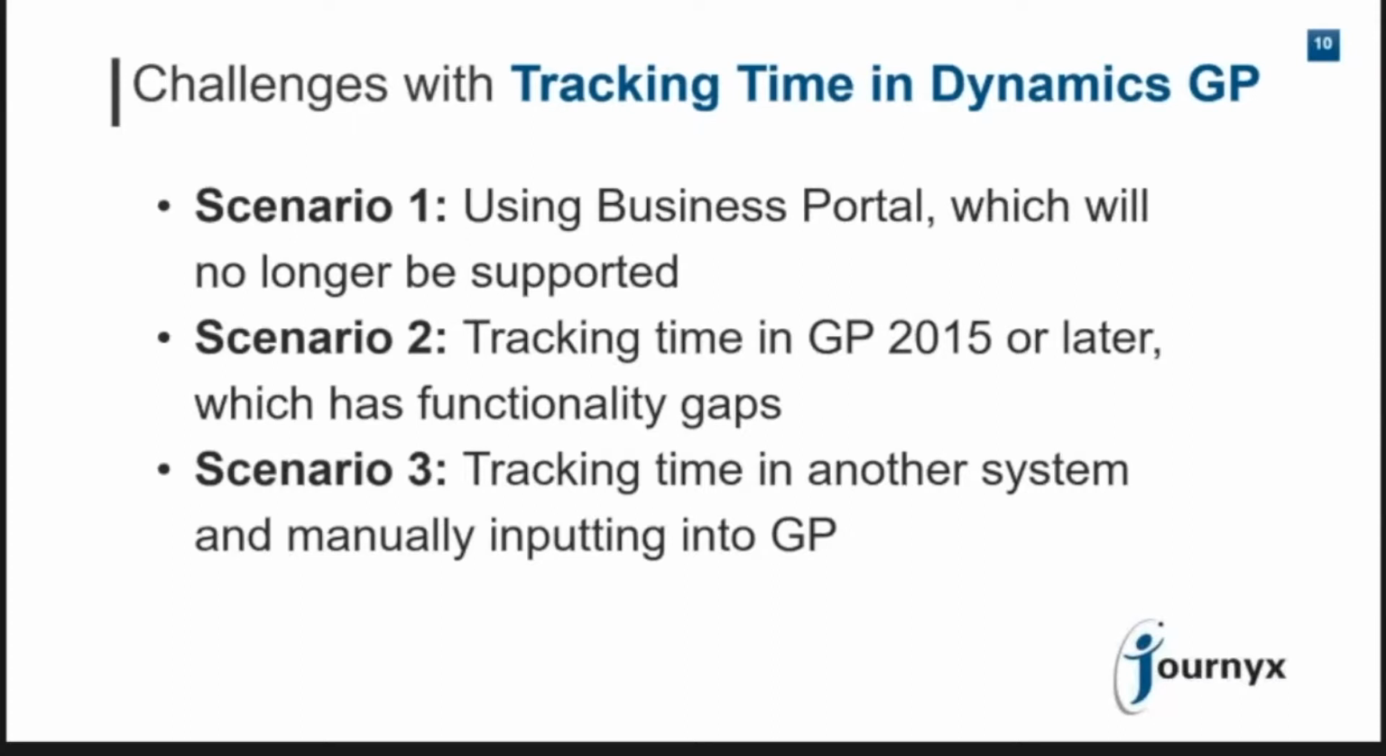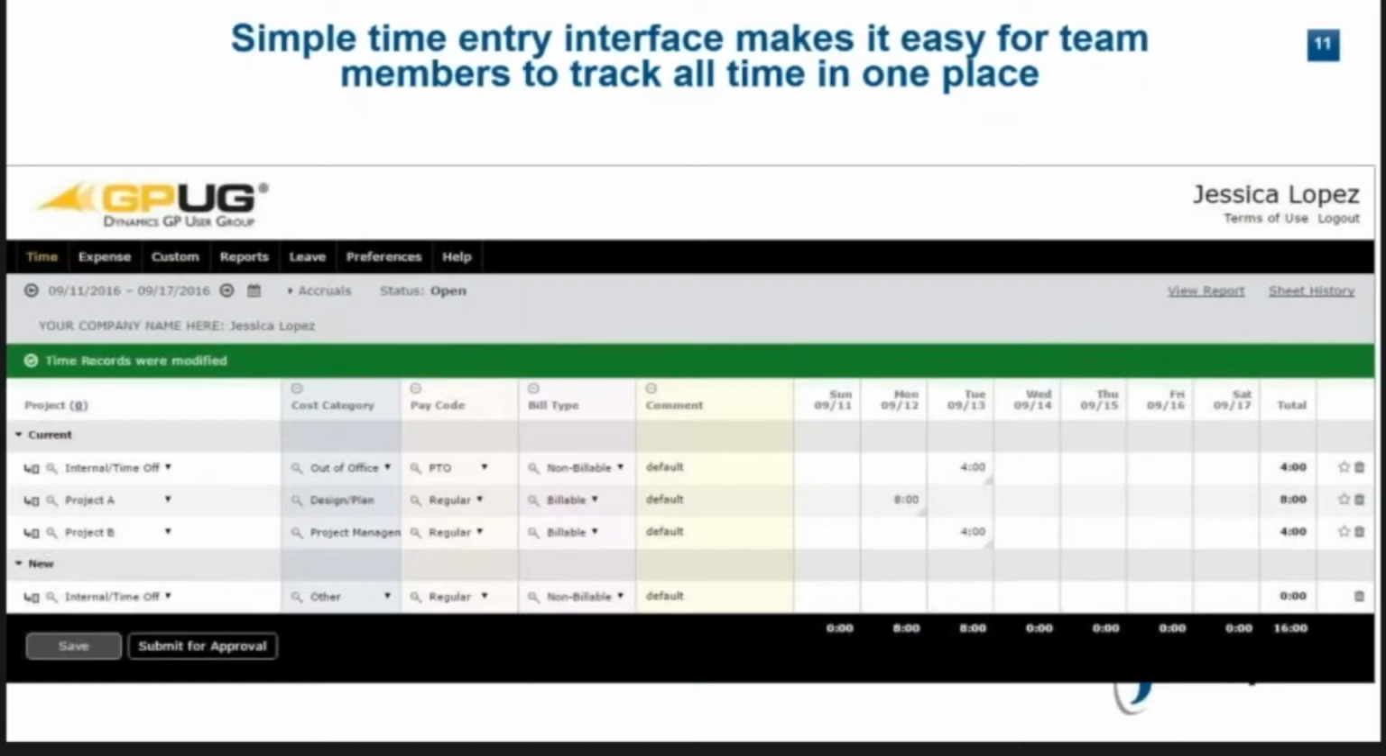And I'd say the third scenario is we're using GP, but we're using some other system, and this is probably more your Excel spreadsheet or paper timesheet folks out there that are doing a lot of manual processing of that data to not only get that into GP, but also to do any sort of analytics or reporting around that.